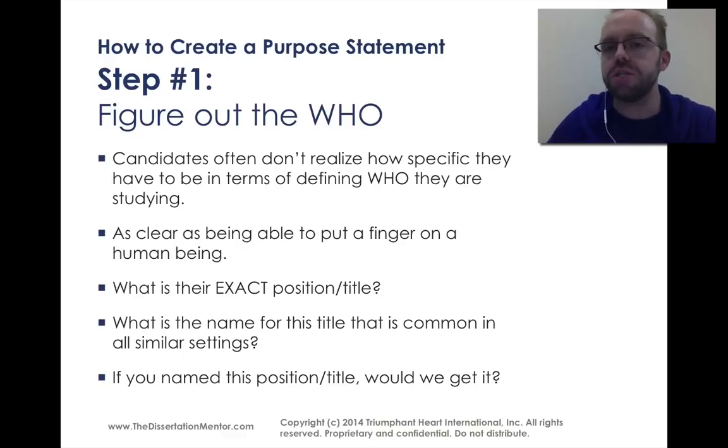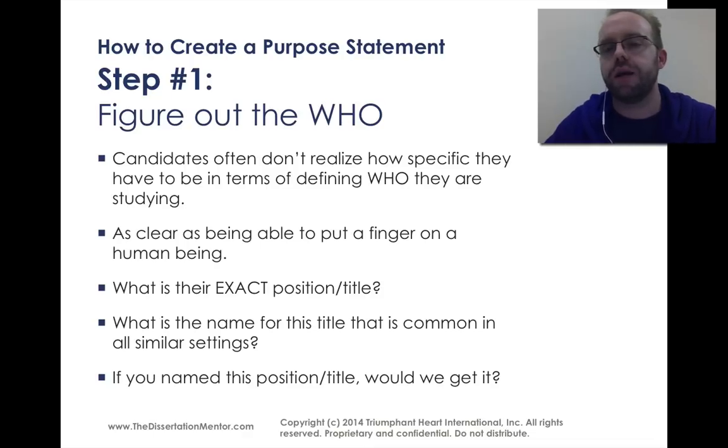You need to be so specific that, without naming the person, I could walk into any organization. For example, if you were talking about public, secondary, comprehensive schools, which is another way of saying a public high school, I should be able to walk into any public high school in, you name the state, and I should be able to find a person like the one that you're describing. I should literally be able to walk in the building and put my finger on them.